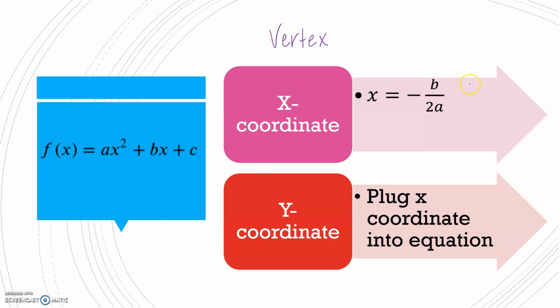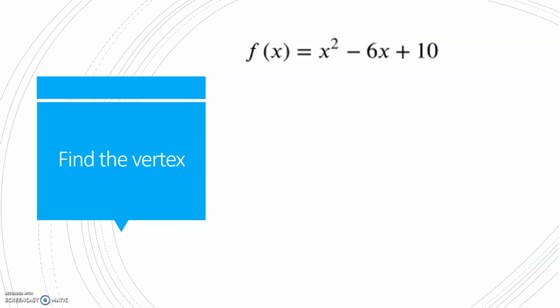I would put a big star next to this formula because it comes up a lot in this section, and the vertex is not easy to see when you're in standard form, so you have to do a little bit of math in order to get the vertex. Okay, so here's the process for finding the vertex if you have an equation in standard form.